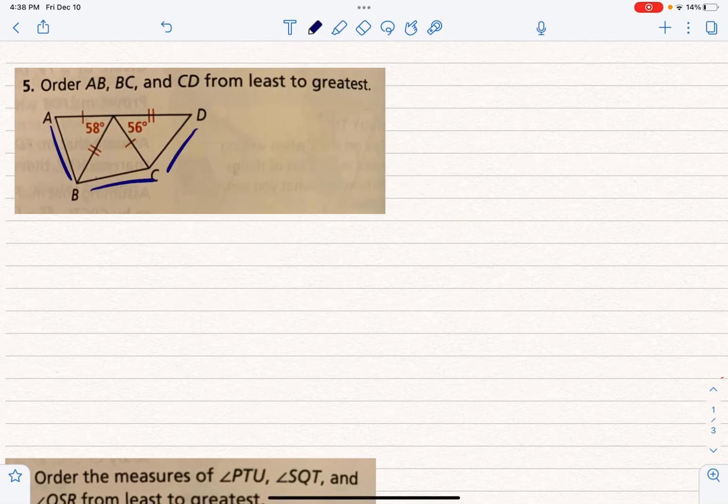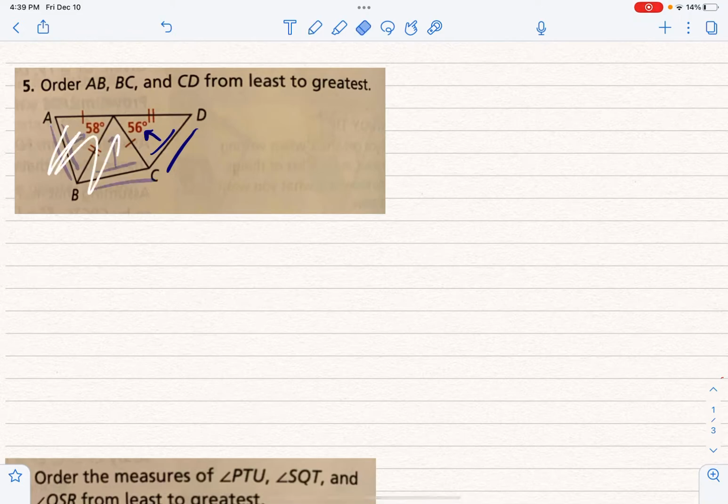But we know relative size. We don't know how big they are, but we know how big they are in relation to the other ones. Because this side is going to have a relationship to this angle as this side over here does to this angle, as this side does to this angle. And so because all of those other sides are congruent, then the relative size of this third side is going to be based off those angles.